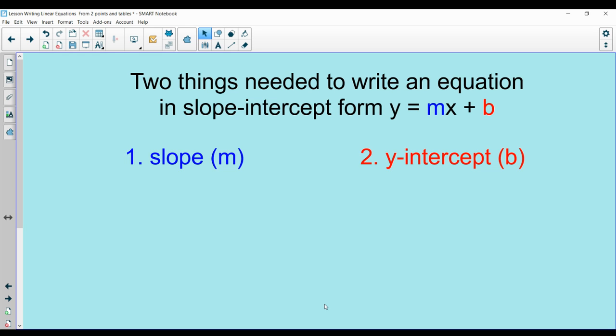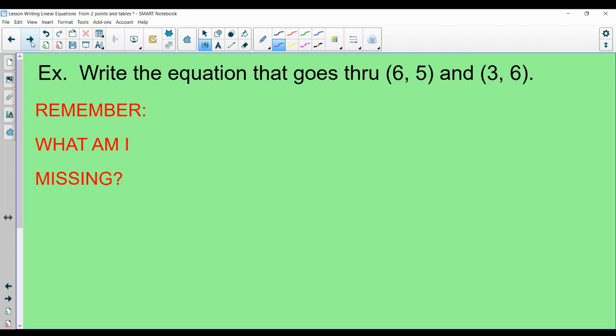Okay, today we're going to be writing slope-intercept equations given 2 points. Remember, to write an equation in slope-intercept form, you need the slope to put in front of x and the y-intercept to put at the back of the equation. So, say we're given 2 points. Which things are we missing here? Well, we do not know the slope, and we also do not know the y-intercept.